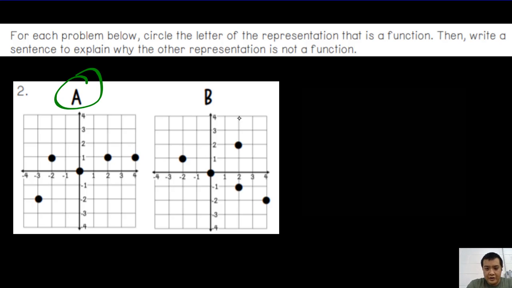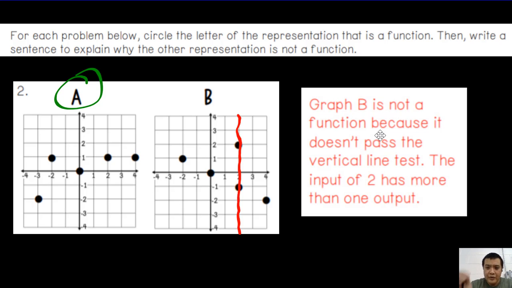B is not a function, because if I were to draw a line where x equals 2, so that'd be right here, then it goes through two dots. Okay. That means that the input of 2 gives us two outputs, negative 1 and 2. So graph B is not a function because it doesn't pass the vertical line test. The input of 2 has more than one output.